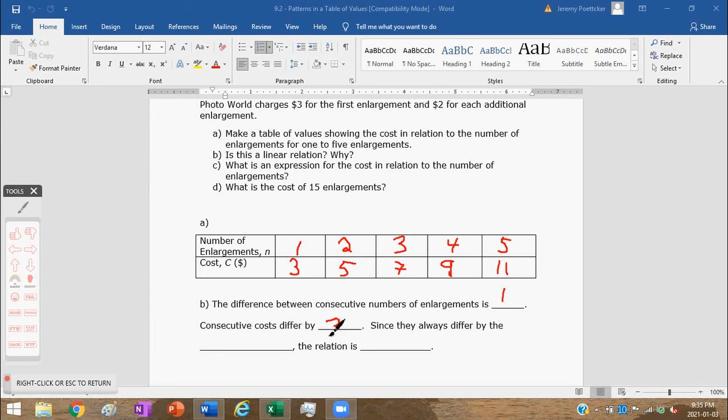And I can answer it this way too, right? The difference between consecutive numbers of enlargements is 1, okay? Consecutive costs differ by 2. Since they always differ by the same amount, the relation is linear.